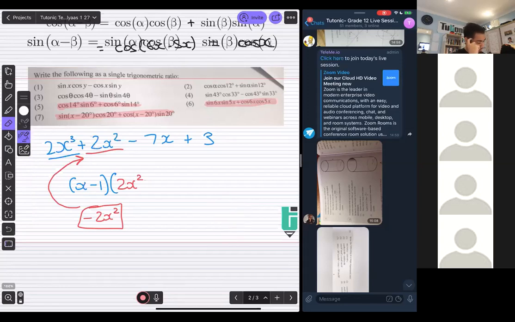But you need 4x squared, so you add 4x here, because that will multiply by this to give you 4x squared. But then this will be minus 4x, but you need minus 7x. So how do you go from minus 4x to minus 7x? Minus 3x. You write minus 3 here because that will multiply by this x to give you minus 3x. And minus 1 times minus 3 is positive 3.